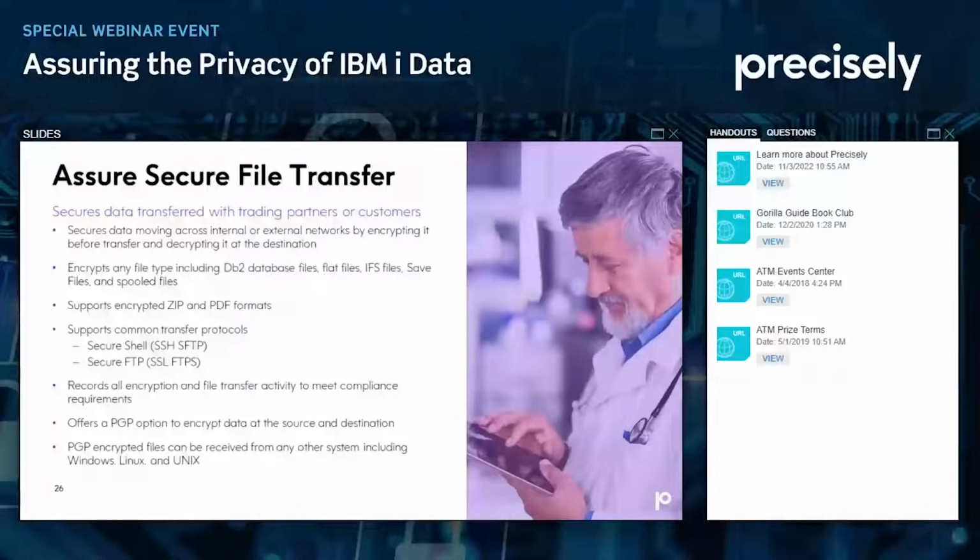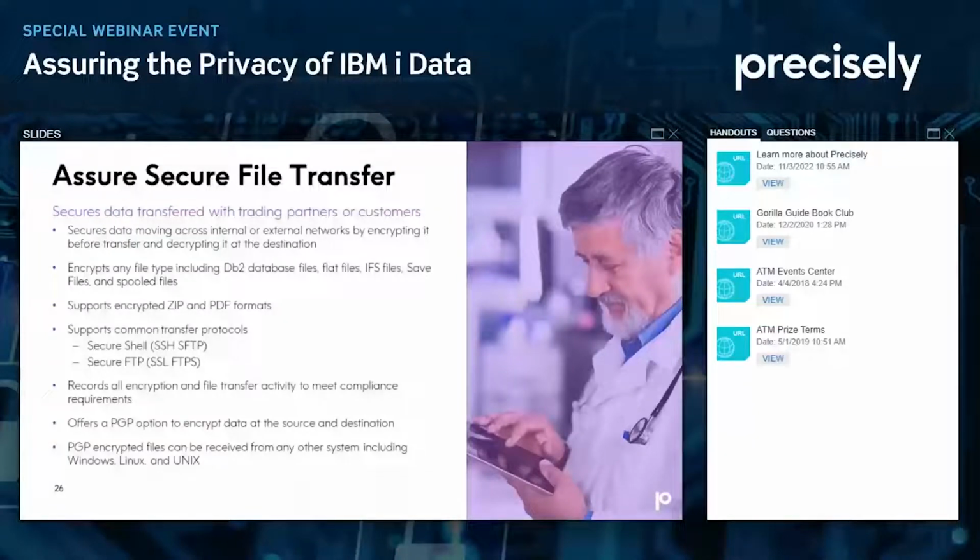And I mentioned how important DB2 database files are, but flat files, IFS, the save files that are out there, spool files, again, all those IBM i types of data or types of files and information that you need, we can take care of that. We can deal with zip files or PDF formats as well. There are a couple of common transfer protocols that products like this would use. Secure shell or secure FTP are the two common ones, and we support both of those.